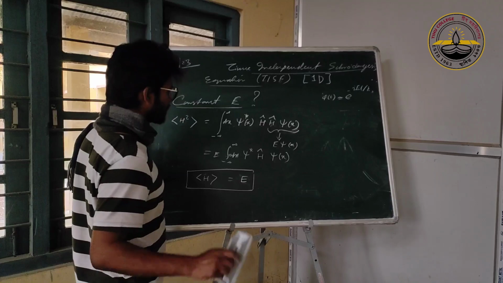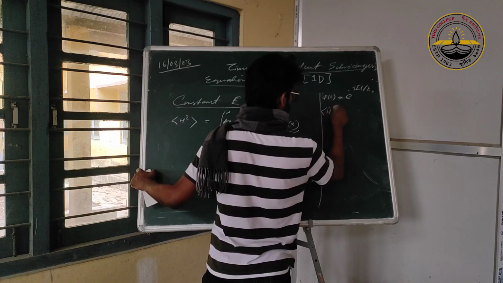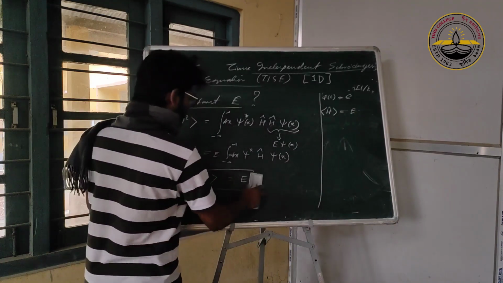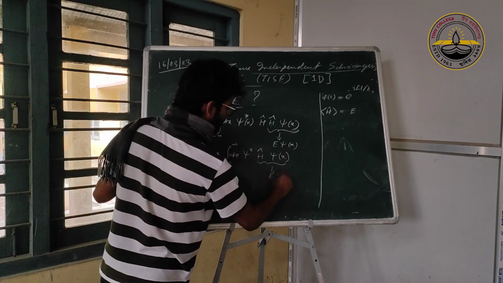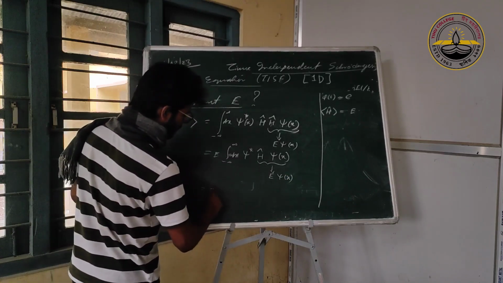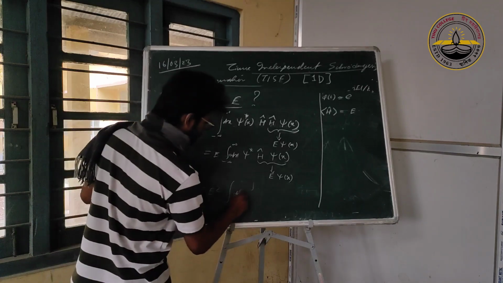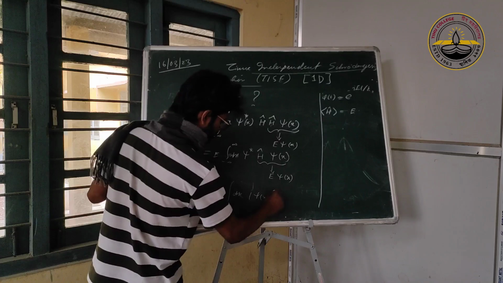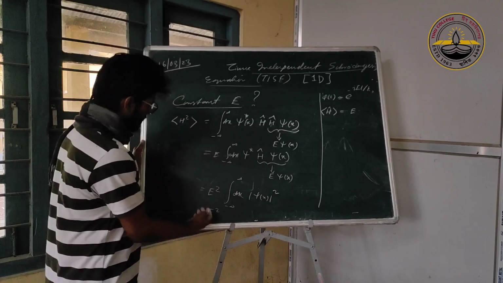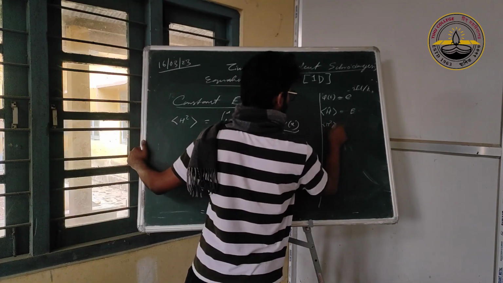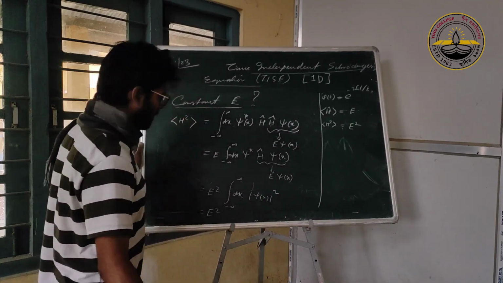Let me just save this somewhere. The expectation value of energy is equal to E. Once again, this is just E psi x. Therefore, it will be E square times the integral of dx mod psi square. So the expectation value of H square is E square.